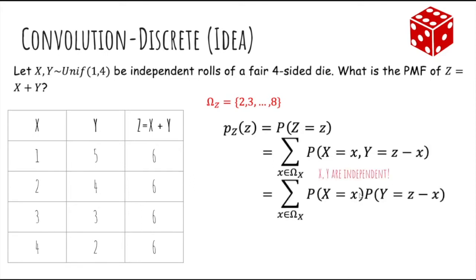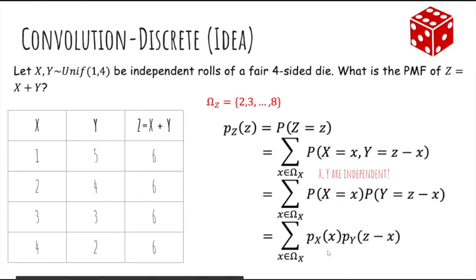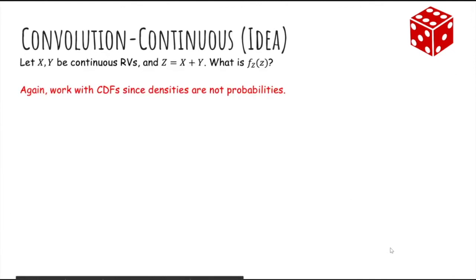Because X and Y are independent, you can split this up into the product of these two terms and apply the definition of PMF. So you get the probability that X has value little x times the probability that Y has value little z minus little x. Okay, let's do the continuous case now.